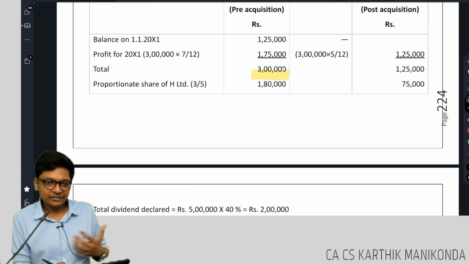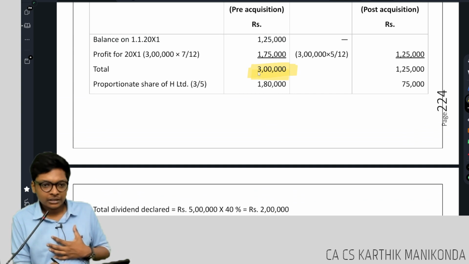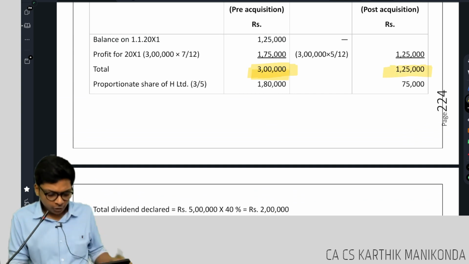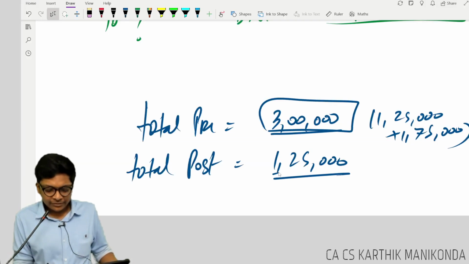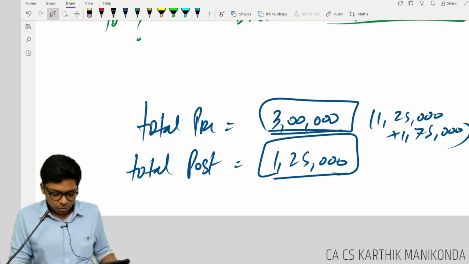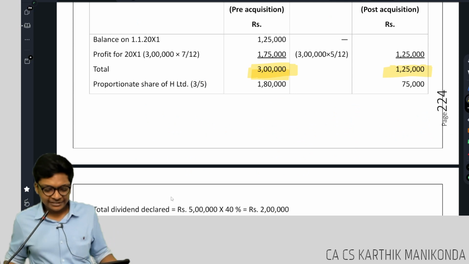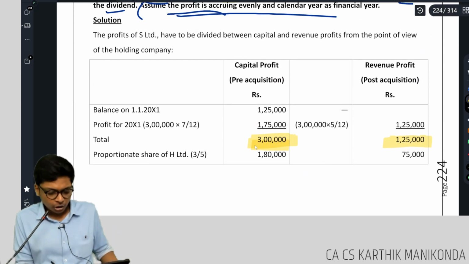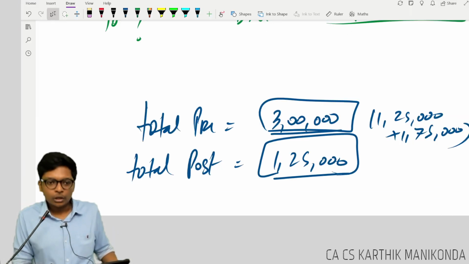Oh, okay. So I was searching if the answer is correct. Total pre is 3, total post is 125. I am searching only for that. See, I am checking the answer is correct because I don't know the answer, guys. We are doing it together. So I need to cross check once instead of finding a mistake in the last. Usually it's always correct. So total is 3, total is 1 lakh 25.